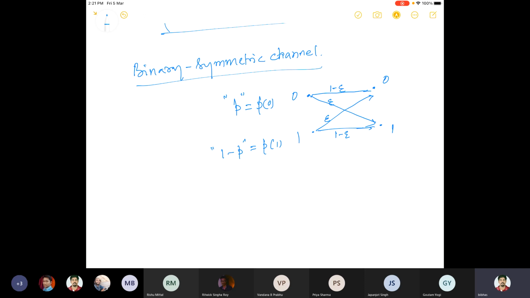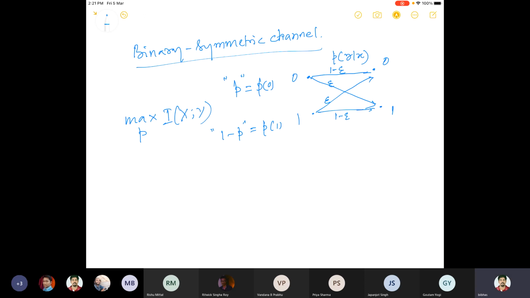So now I want to calculate the max over p of I of X and Y, and the channel is given to me. So these transition probabilities are given to me, which are defined. There is only one parameter here, which is epsilon.